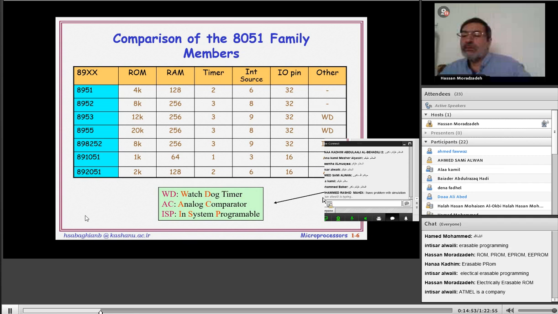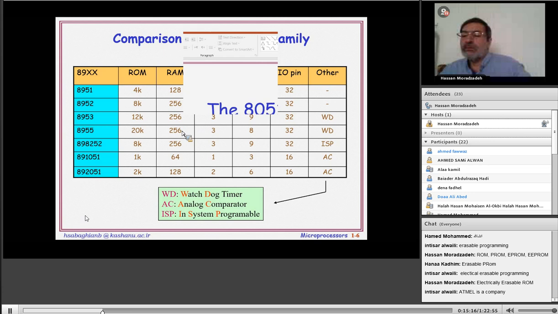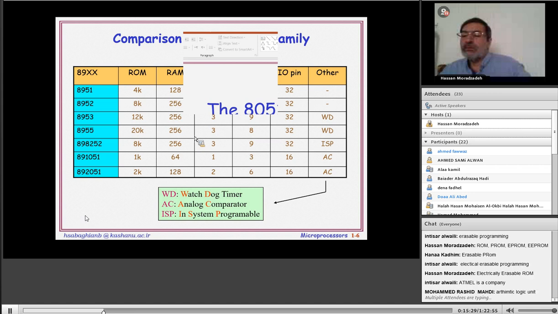What's WD? Does one of you know what WD means? Oh, here it is typed. WD means watchdog timer, for preventing the system from hanging. Atmel is a company, a vendor. ISP means in-system programming. AC means analog comparator. Some features of the elements of this family. Go to the next slide.